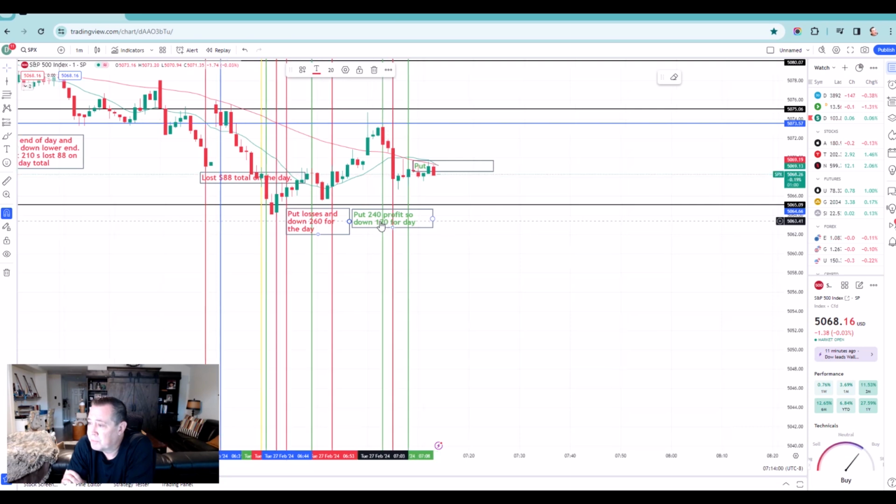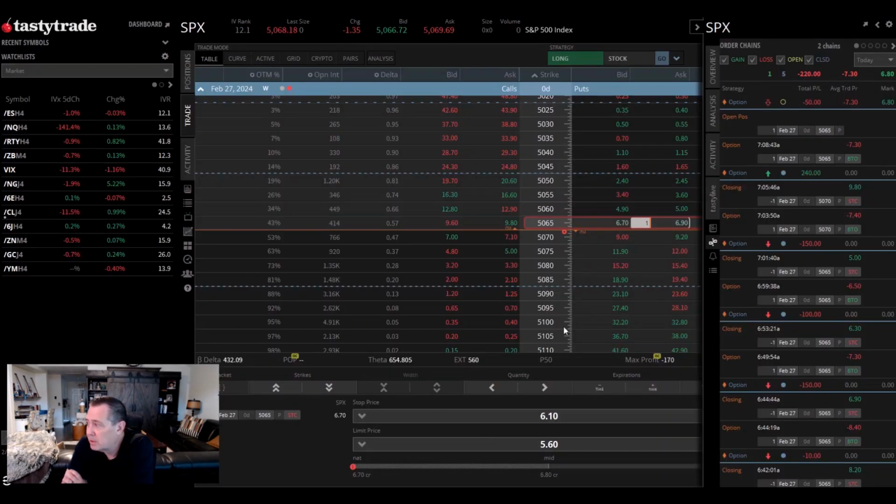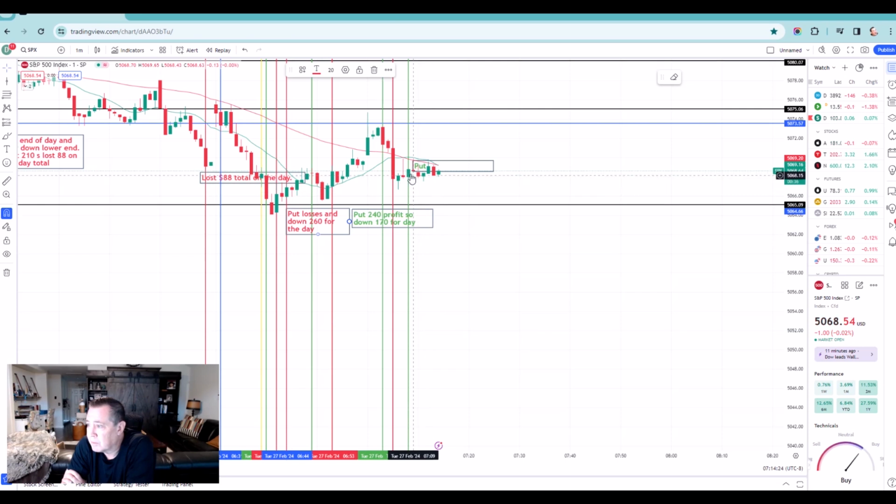So we were down, and then on the put here we made 240 on the last one, and you can see that right here. Now we've got one on, the 5065 put we put on at 7:08, and it is currently down $75. This is the put that we have on. I'm hoping this pushes off, we touch the 13 to the 50, and then we continue to move down.